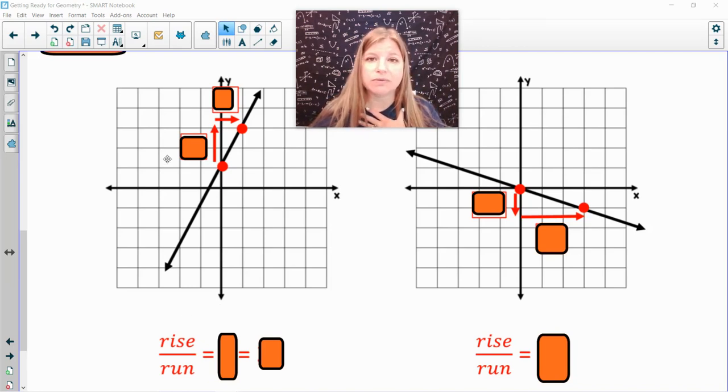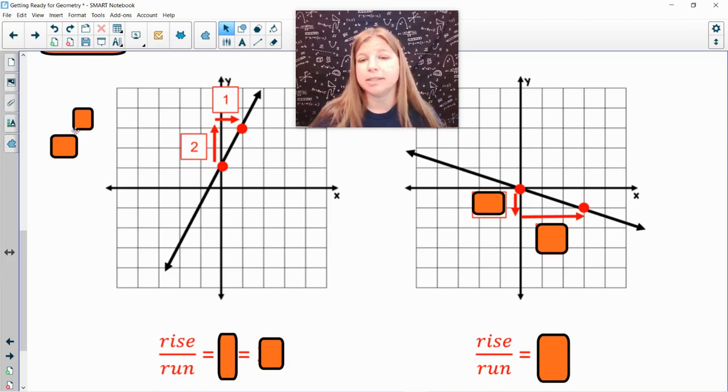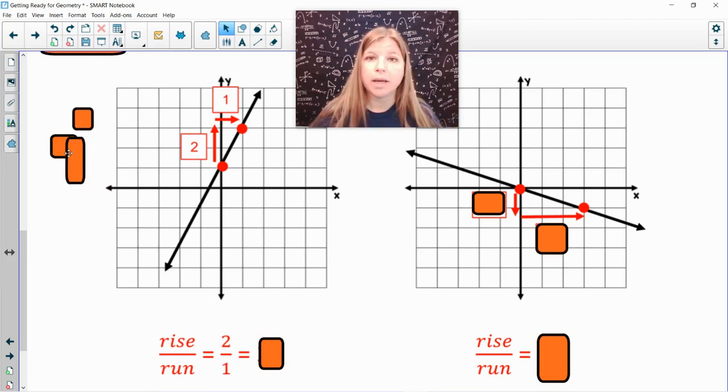So if I was looking at this first graph over here on the left, I see these 2 points that I plotted out already for you. If I was saying to you, how do you go from the left point to the right point? Well, the rise would be that I'm going up 2, and if I'm going up 2, it's a positive 2. And then I'm going to the right 1 unit. And when you go to the right on the coordinate plane, it's also positive. And so the rise over run for this graph is 2 over 1. And 2 over 1 is just 2. So that graph has a slope of 2.